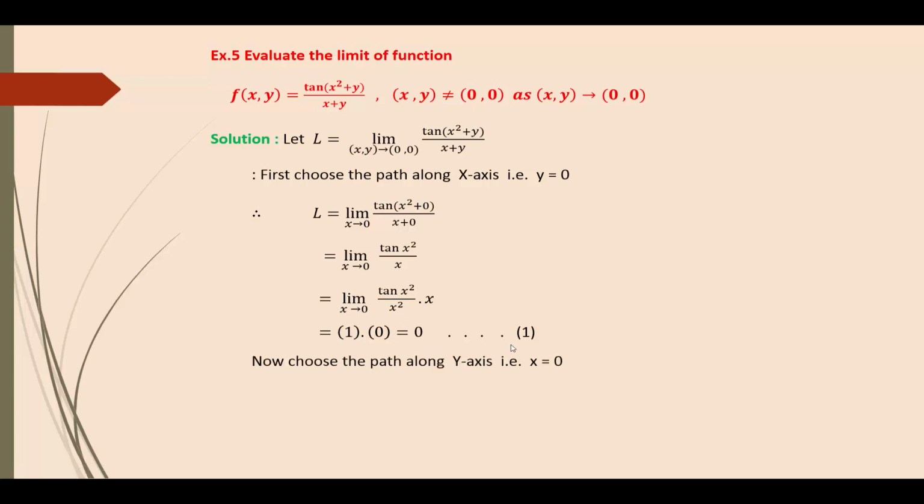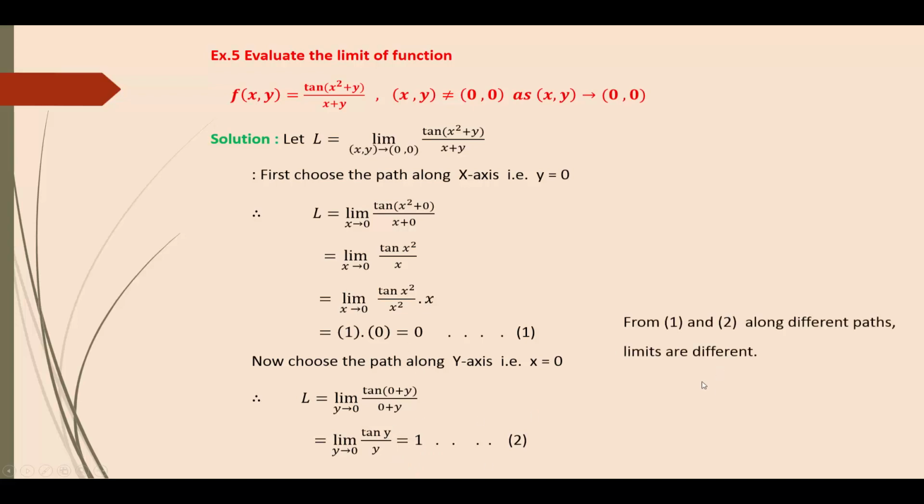Now choose the path along the y-axis, that is x equal to 0. So the given limit in terms of y only, L equal to limit as y tends to 0. Tan of x is 0, so tan of (0 plus y) upon (0 plus y) equal to limit as y tends to 0, tan y upon y. Again use same formula, limit of tan theta upon theta as theta tends to 0 is 1. So limit of this term is 1. Denote this as equation number 2. In 1 limit is 0 and in 2 limit is 1, means along different path limit is different, so limit does not exist is the answer.